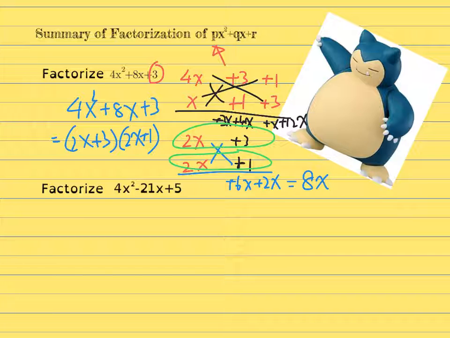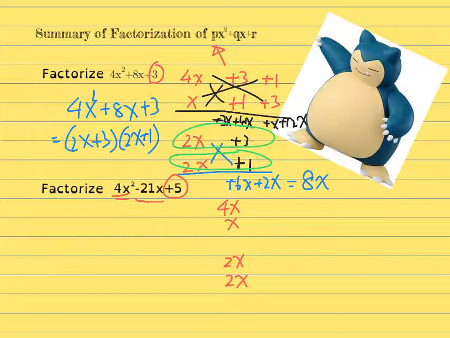Now it comes to the second one. So again, you also need to think there are several sets. For example, 4x². Okay, it can be 4x times x. It can be 2x times 2x. And now you need to think about the number 5. Again, this time it is an odd number. So it can be positive 5 times positive 1.